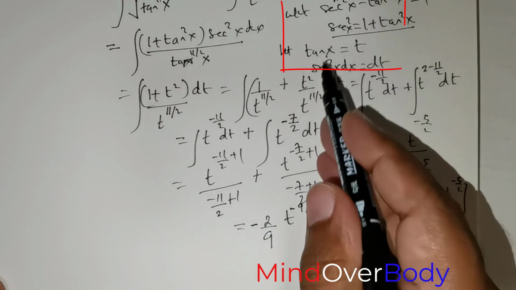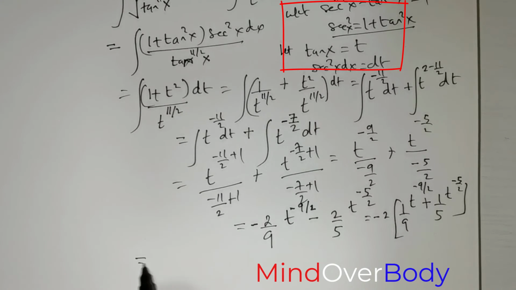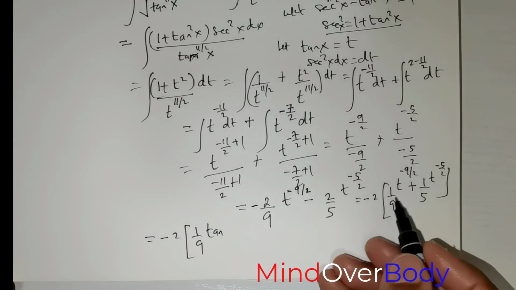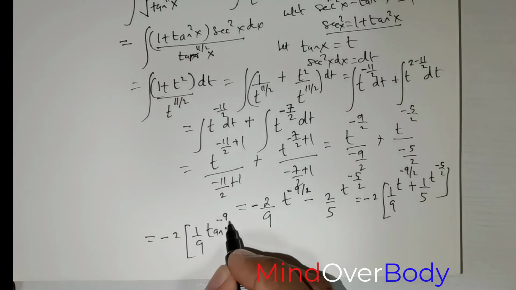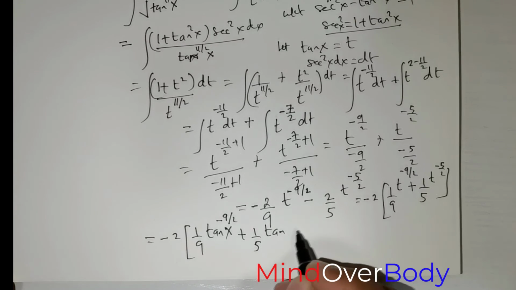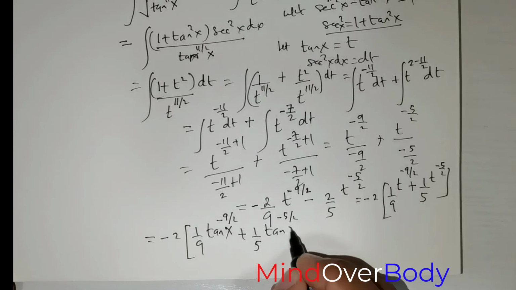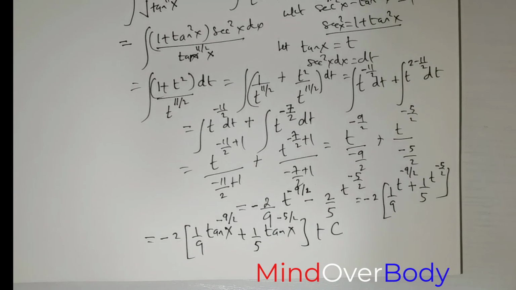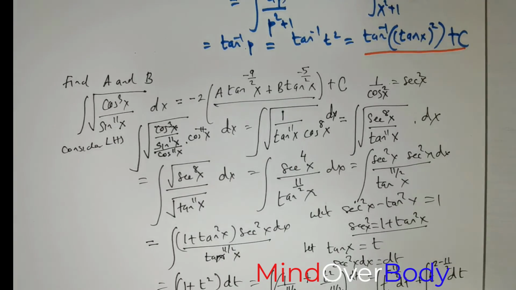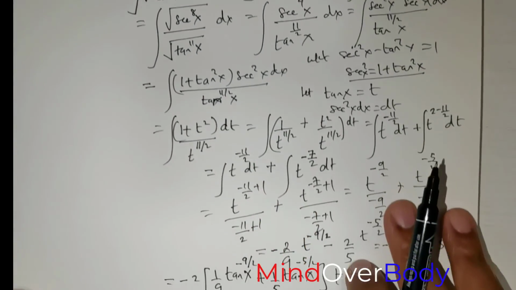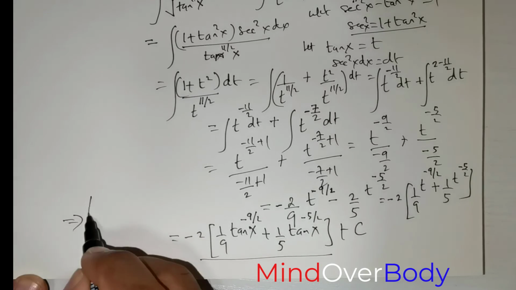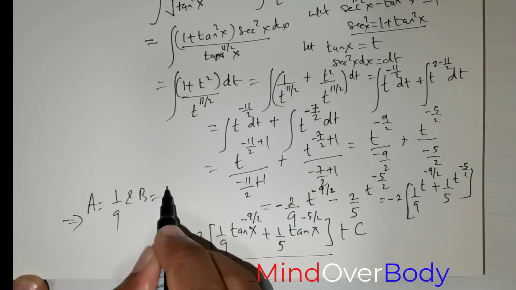Now my t is tan x, so I substitute it there. I get negative 2 times 1 over 9 tan raised to the power of negative 9 over 2 x, plus 1 over 5 times tan raised to the power of negative 5 over 2 x, plus an arbitrary constant c. Now if you were to compare this with the original quantity given on the right side, you see that it is exactly the same. So this would mean in place of a you get 1 over 9, and in place of b you get 1 over 5.